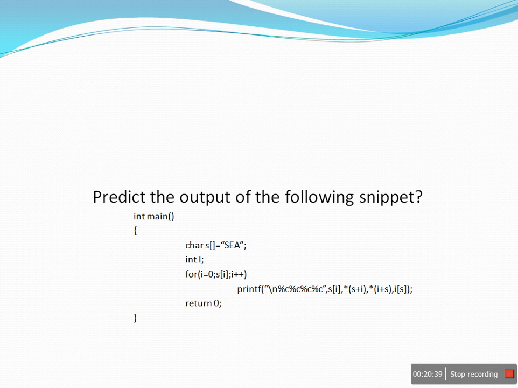So predict the output of the following snippet. We have one character array type variable s, with some value as "sea". Now we have one integer variable i. For i equals 0, s[i], then i plus plus. Now it will print s[i], *(s+i), *(i+s), then i[s]. They have the same value, so it will print s 4 times, e 4 times, and a 4 times. Now it becomes null, so it comes out of the loop. So we have the result as s 4 times, e 4 times, a 4 times.